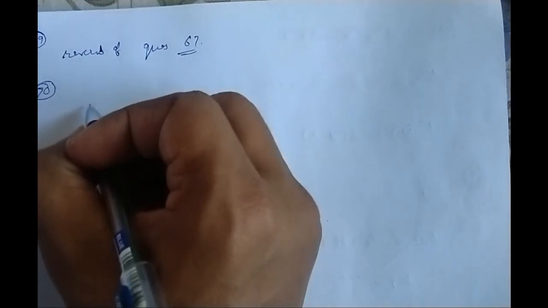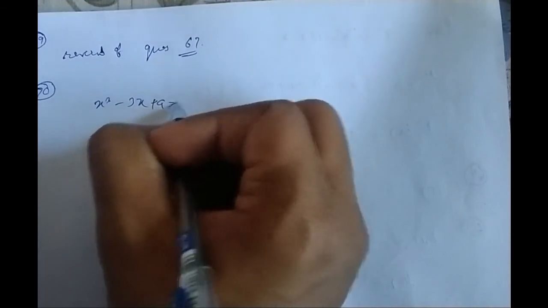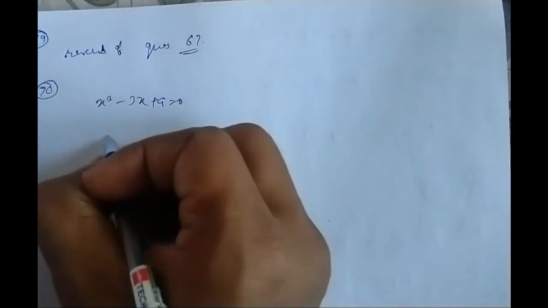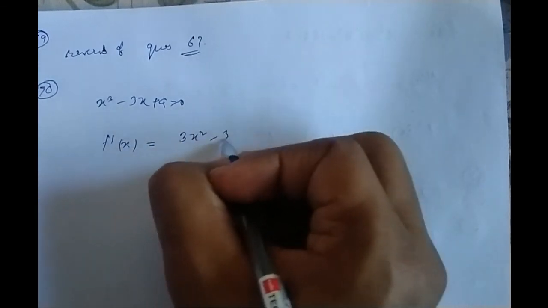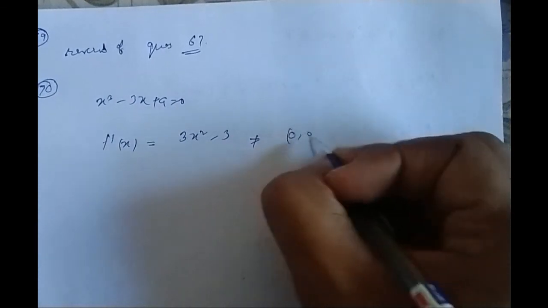So the value of a for which x cube minus 3x plus a is equal to 0 has two distinct roots in 0 and 1. So let f dash x is equal to 3x square minus 3, which cannot be 0 in the interval 0 comma 1. Okay, so there will be no value of a for which f(x) will have two roots in 0 and 1. Okay.